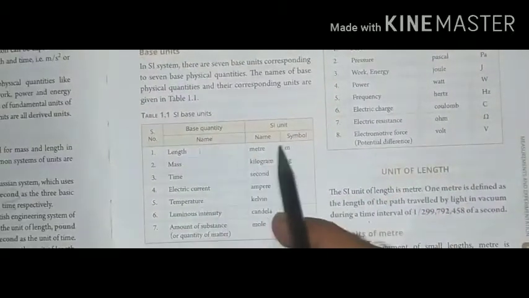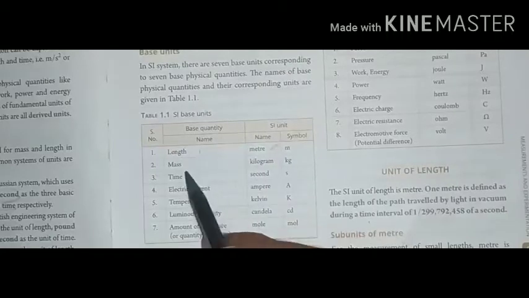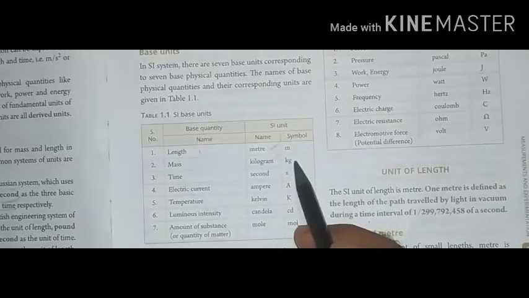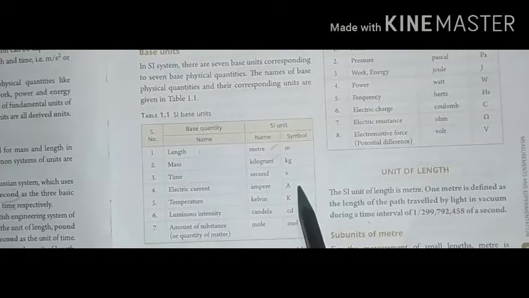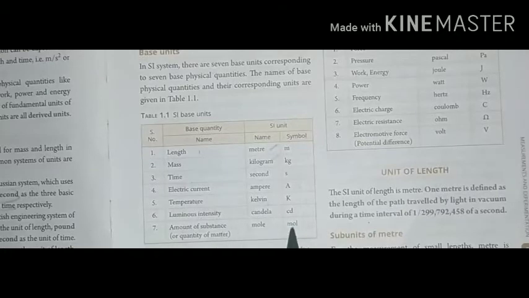Length is given by meter, mass by kilogram, kg, time by second, s, current by ampere, denoted by A, temperature by Kelvin, K, luminous intensity by candela, cd, and amount of substance by mole. Now these are the basic units.